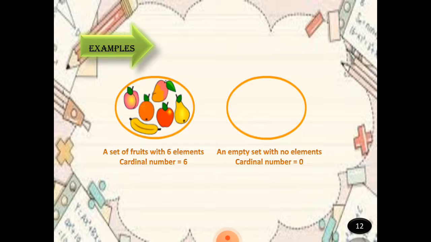Next let us see a real life example. Here in a basket 6 fruits are there. In the second set there are no fruits, which is an empty set. First one is not an empty set, second one is an empty set. What is the meaning of cardinal number? Here I have given cardinal number is equal to 6 for the first figure and cardinal number is equal to 0 for the second figure. That is, the number of elements in a set is the cardinal number.